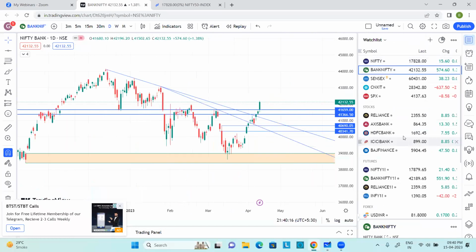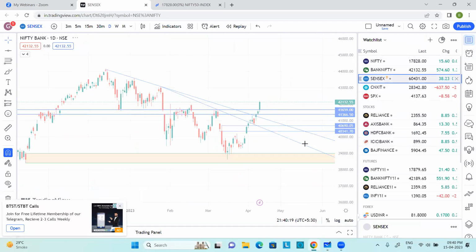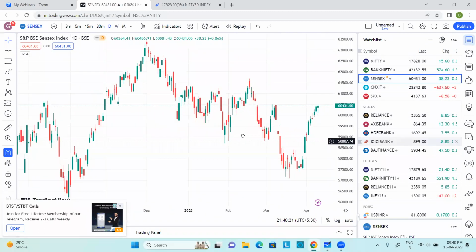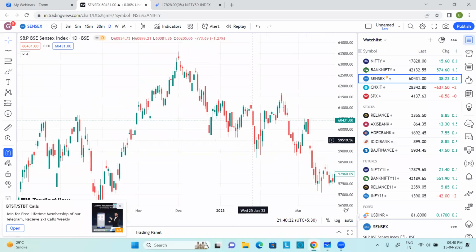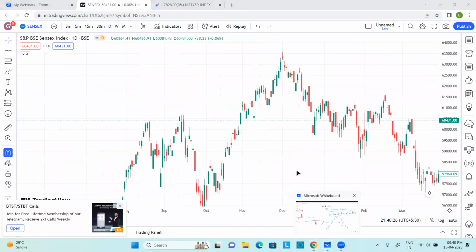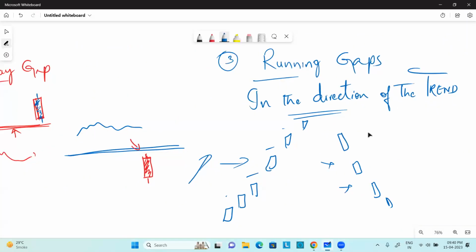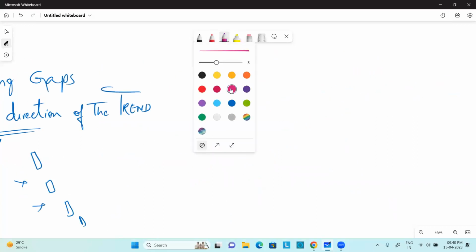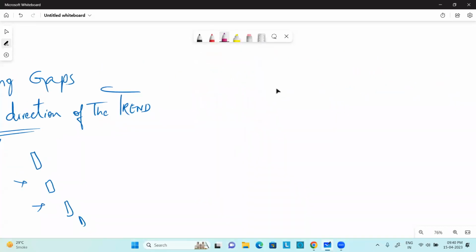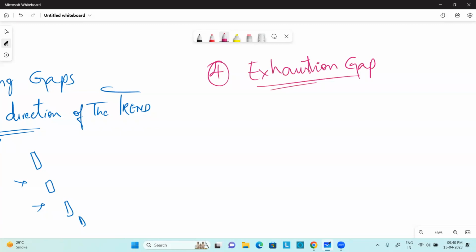Still you need examples for the breakaway gaps? Can we continue, because it is very easy? Breakaway gap. Fourth one is exhaustion gap. क्या होता है ना?